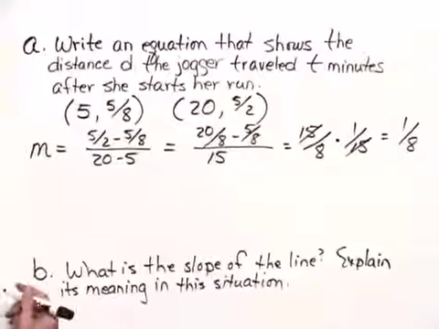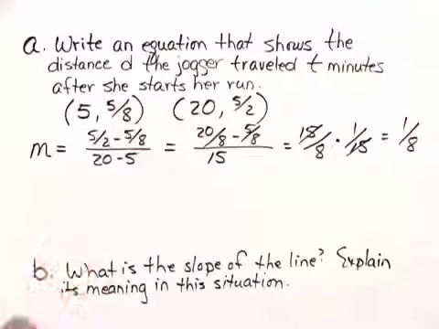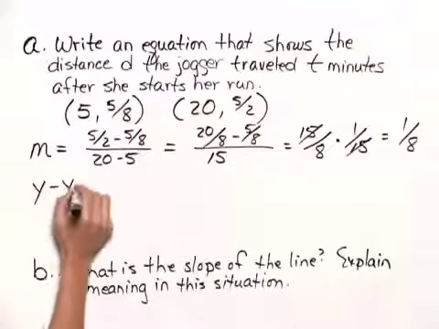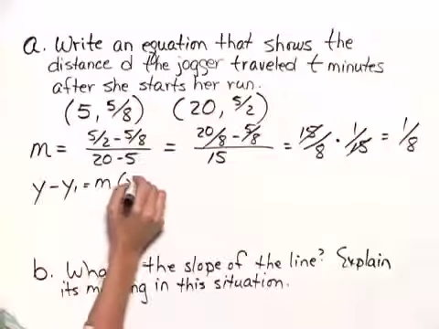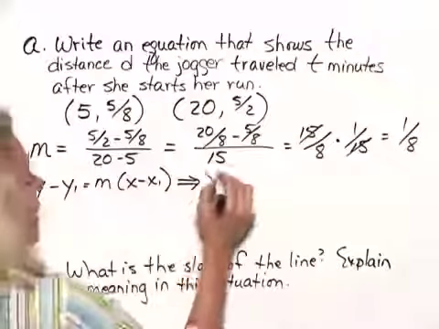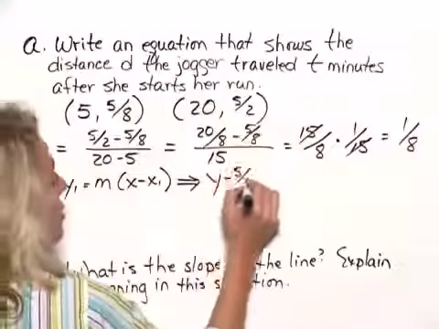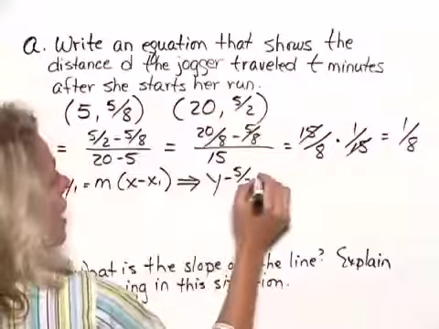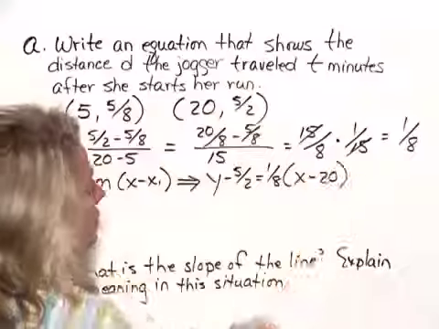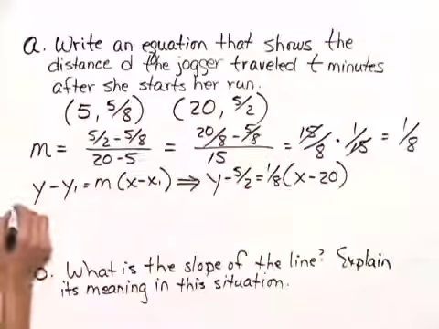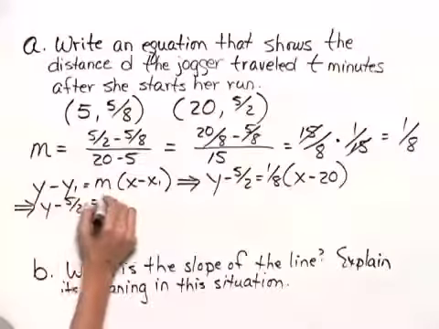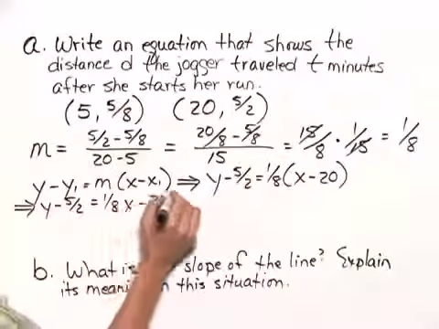Now I'm going to take that slope and one of these points and plug it into our equation y minus y1 equals m(x minus x1). So we've got y minus, and I'll use 5/2 here, the 20 and 5/2, equals 1/8 (x minus 20). And that gives us y minus 5/2 is equal to 1/8 x minus 20 over 8.